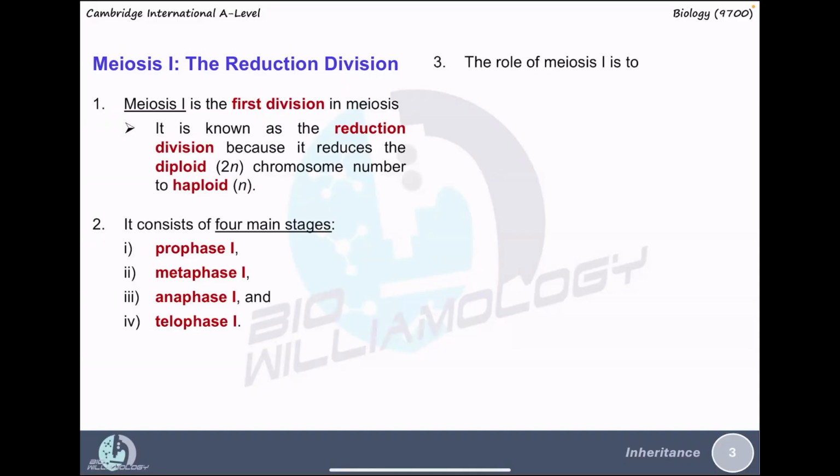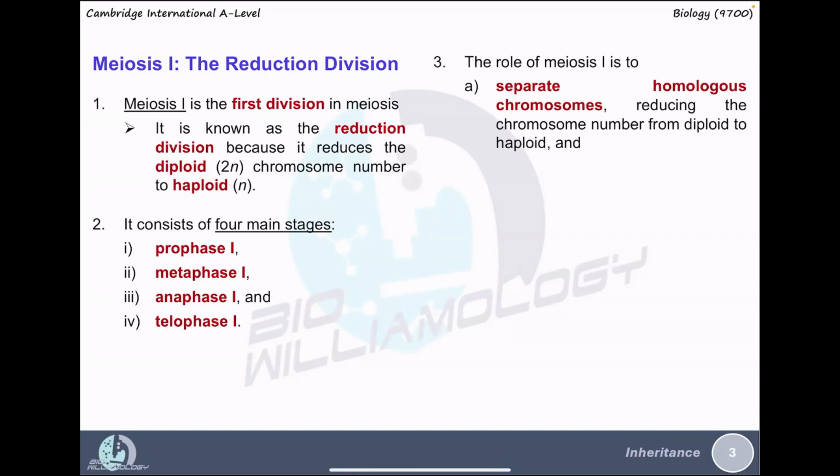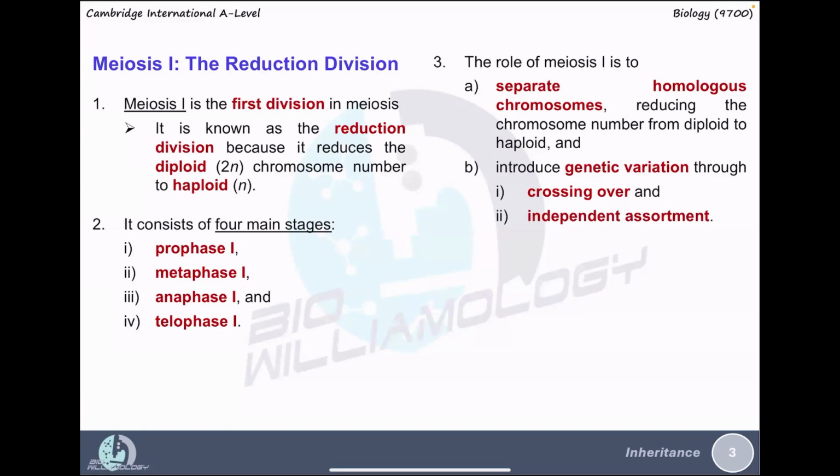The role of meiosis 1 is to separate homologous chromosomes, therefore reducing the chromosome number from diploid 2n to haploid n. And during meiosis 1, genetic variation is introduced through two main processes. They are crossing over that happens during prophase 1 and independent assortment of homologous chromosomes during metaphase 1.